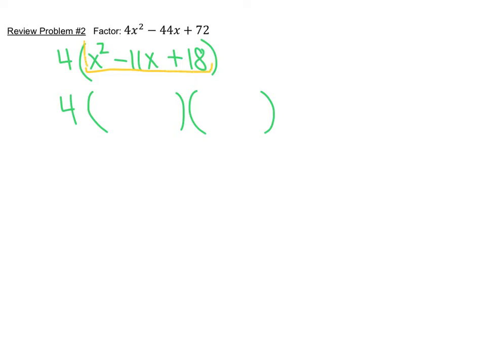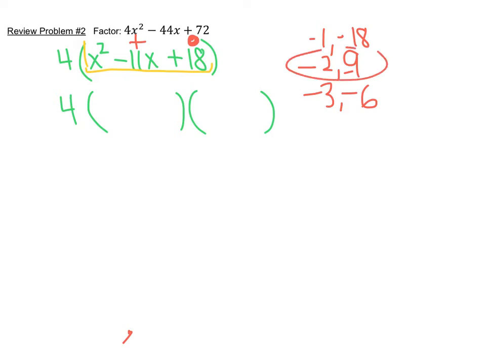Leading coefficient is 1. So we're looking for two numbers that multiply to get 18 and add to get -11. Let's go ahead and put our pairs off to the side. We have -1 and -18. I'm taking all pairs that are negatives because they have to multiply to get a positive but add to get a negative. -2 and -9, -3 and -6. And the pair that add to get -11 is this -2 and -9.